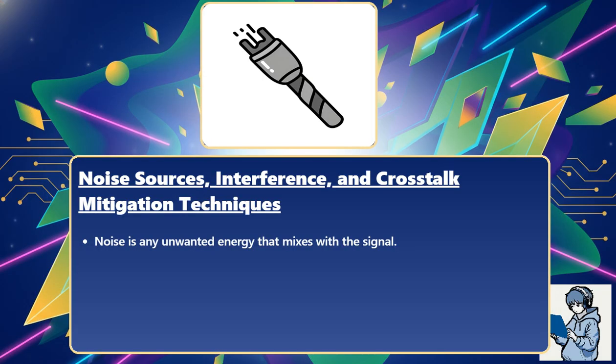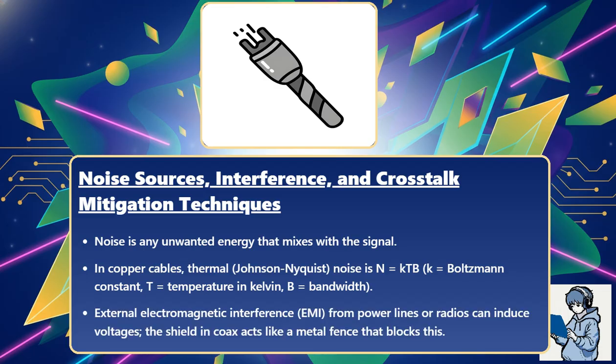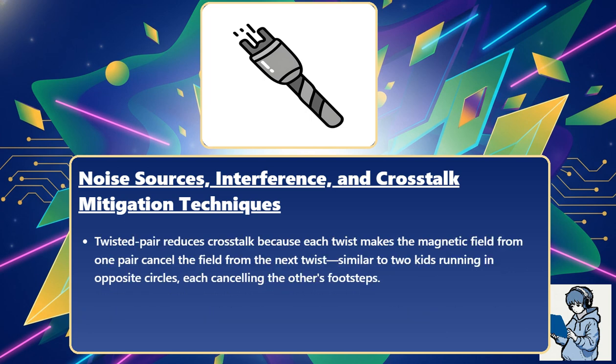Noise is any unwanted energy that mixes with the signal. In copper cables, thermal Johnson-Nyquist noise is N equals kTB, where k is the Boltzmann constant, T is temperature in Kelvin, and B is bandwidth. External electromagnetic interference, EMI, from power lines or radios can induce voltages. The shield in coax acts like a metal fence that blocks this. Twisted pair reduces crosstalk because each twist makes the magnetic field from one pair cancel the field from the next twist, similar to two kids running in opposite circles, each canceling the other's footsteps.